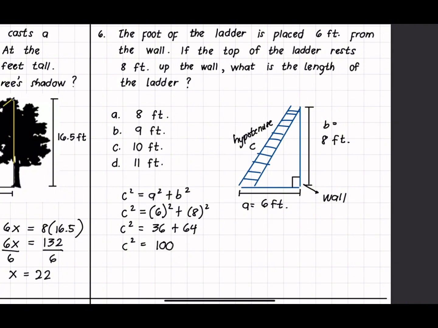In order to cancel the square, we can apply the square root property, extracting the roots to both sides of the equation. So C is equal to the square root of 100, which is 10. Therefore, the measure or the length of the ladder is equal to 10 feet, which is letter C.